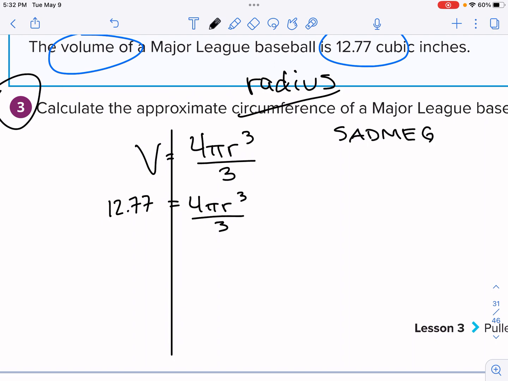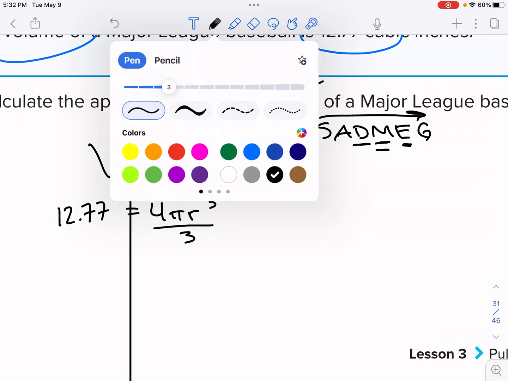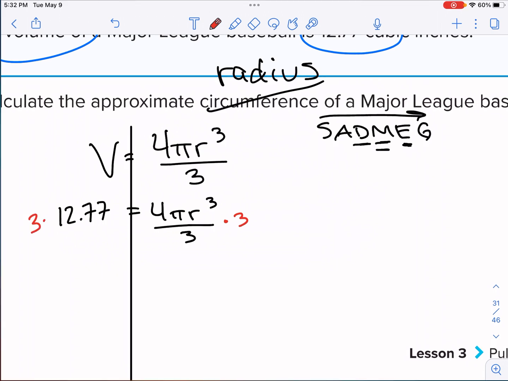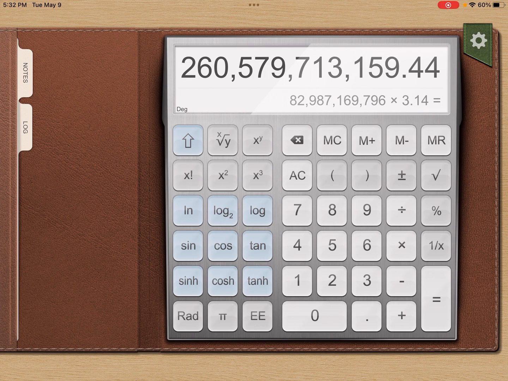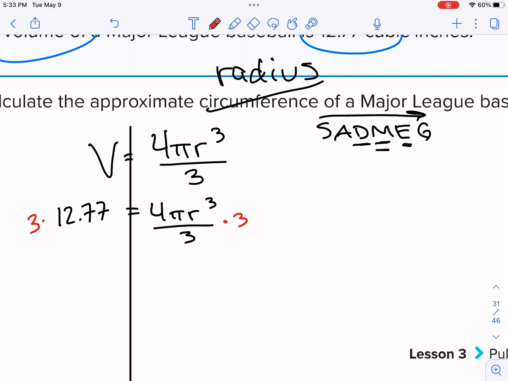This 3 is dividing. The 4 is multiplying, pi is multiplying, and then we have an exponent. We need to get rid of them in that order. So let's get rid of dividing by 3. Multiply both sides by 3. 12.77 multiplied by 3 is 38.31. Okay, these cancel out. Now we're going to do 4 pi r cubed.